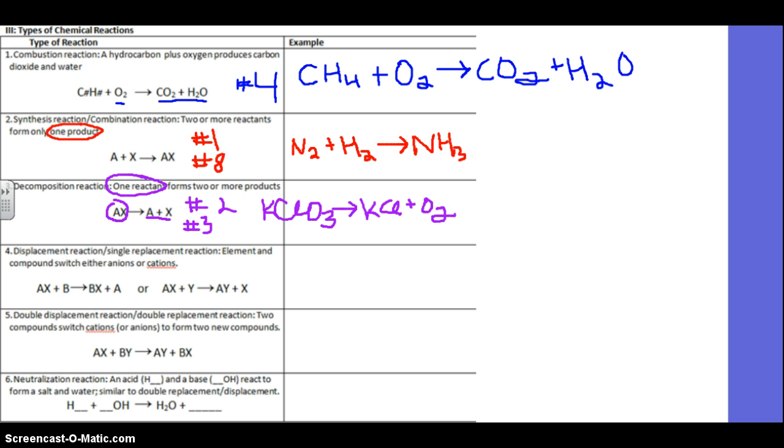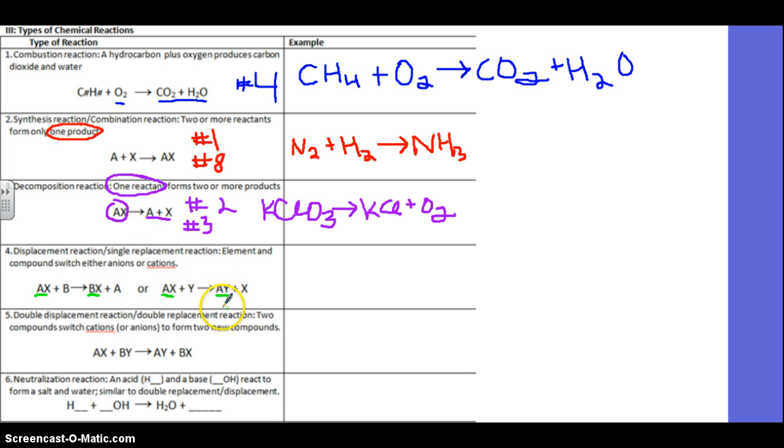Moving on, displacement reaction, also known as single replacement, where an element in a compound switches either anions or cations. Remember, in a reaction, the cation is first, so A is a cation and B is a cation in those compounds. Same thing on the right side, A is the cation. Okay, so cations always come first in a compound, and anions are the second element in the compound. So X is an anion, X is an anion, X is an anion, and Y is an anion.